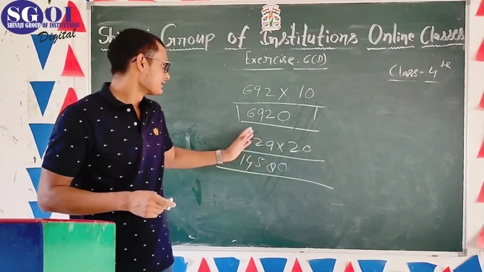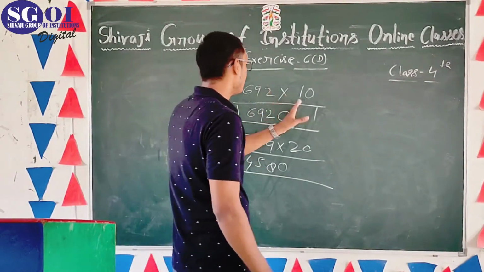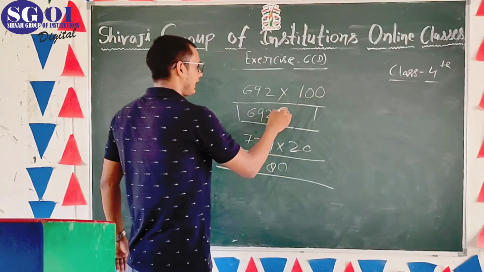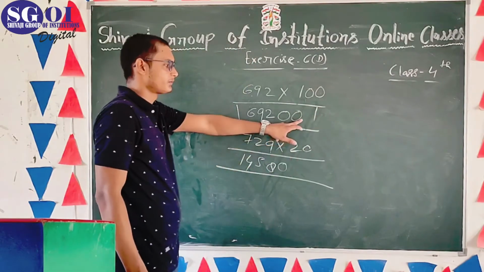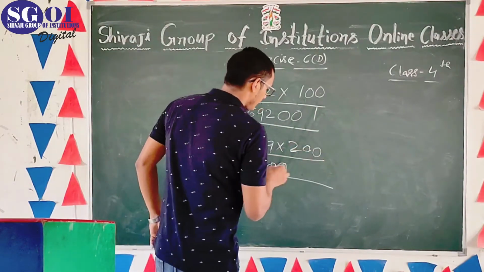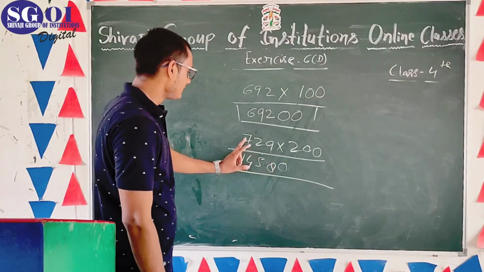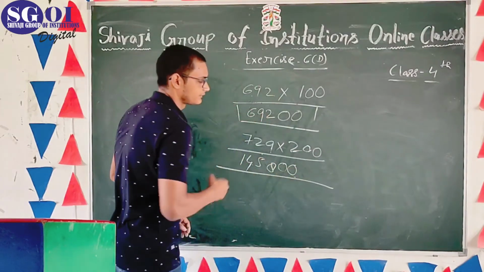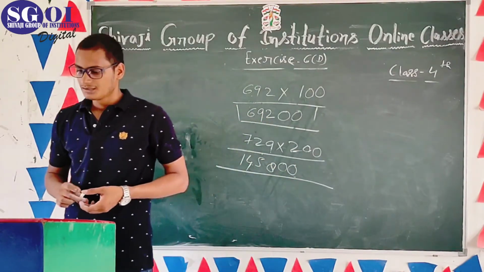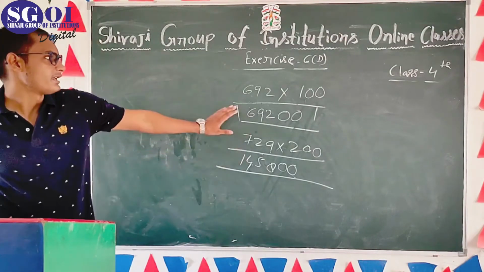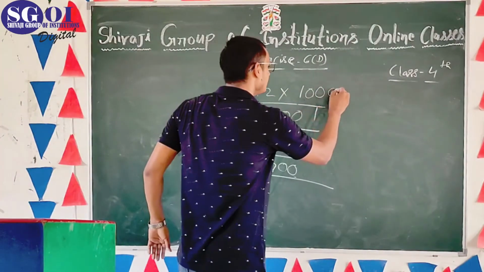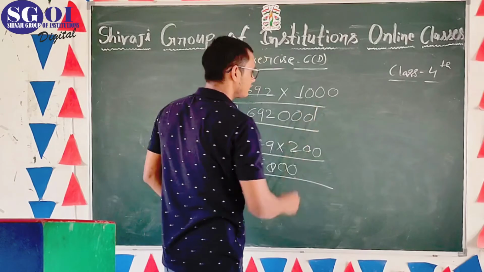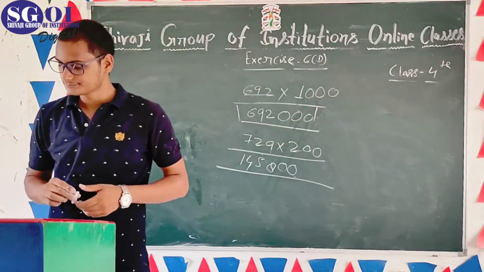Understood? The same process: if we multiply any number by 100, then first we multiply this number by 1 and put 2 zeros on the right side of the product. Same process, if we multiply any number by 200, first we multiply this number by 2 and put 2 zeros on the right side of the product. The same method is, if we multiply any number by 1000, then first we multiply this number by 1 and put 3 zeros on the right side of the product. Okay.